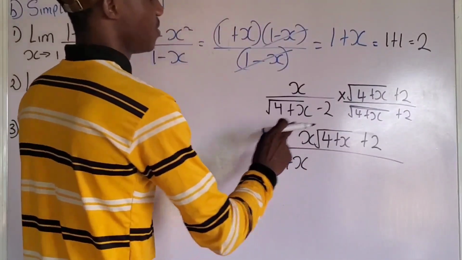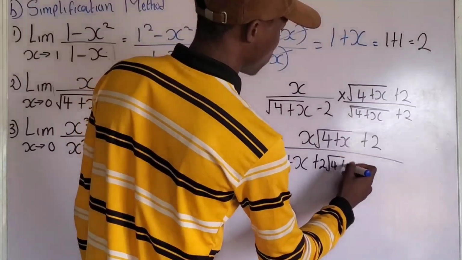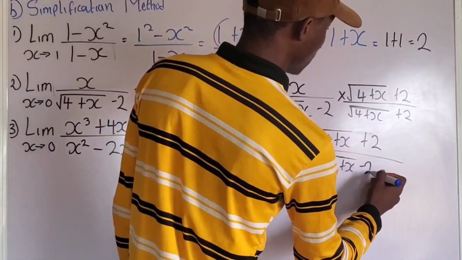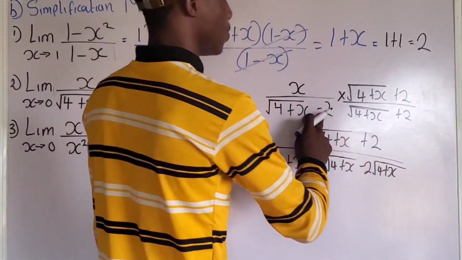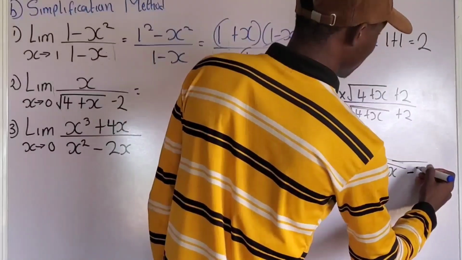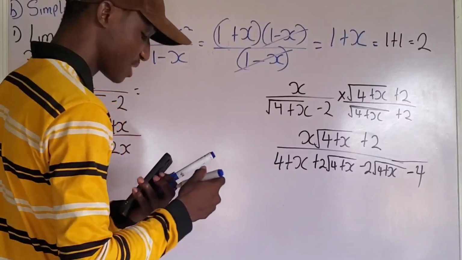Okay? Now, this multiplied by this, you're going to have plus 2 root 4 plus x. And this multiplied by this, you're going to have minus 2 root 4 plus x. And minus 2 multiplied by plus 2, that means you're going to have negative 4. Okay? Now, please pay attention.